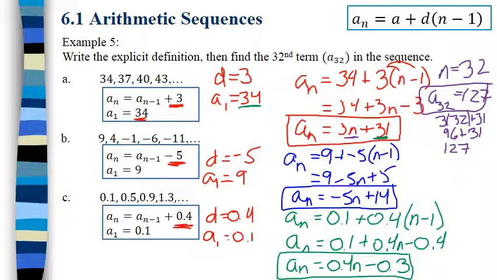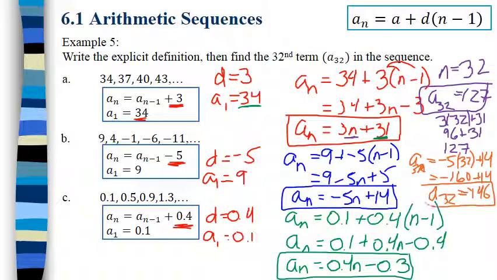Okay, let's do the next one. So in this example, a sub 32 is going to be -5 times 32 and then plus 14. And so -5 times 32 is -160, and -160 plus 14 is going to be -146. So a sub 32 equals -146.